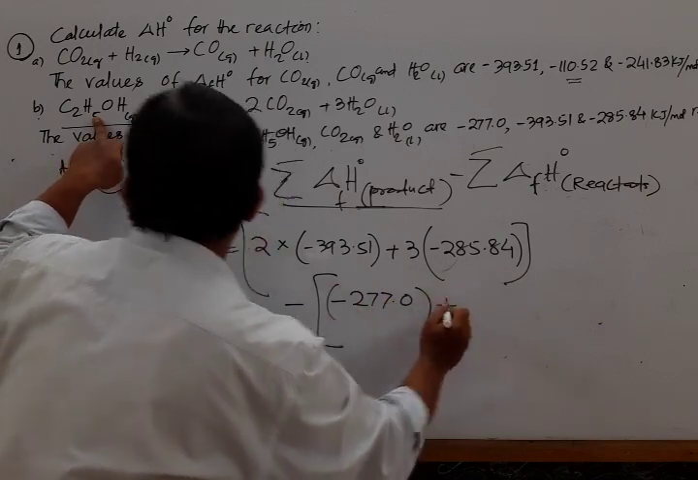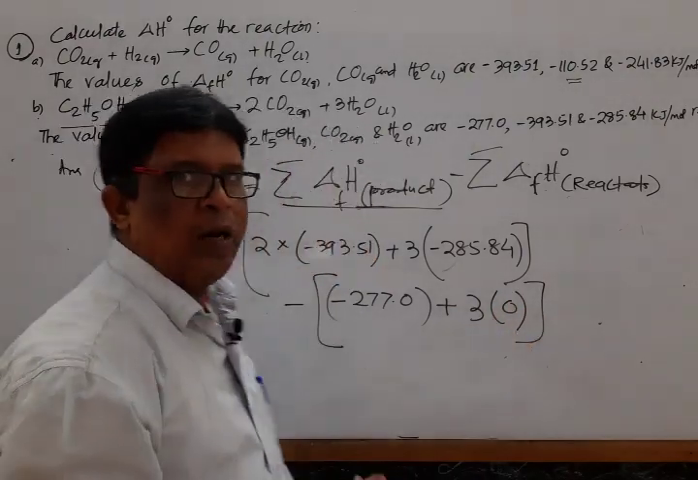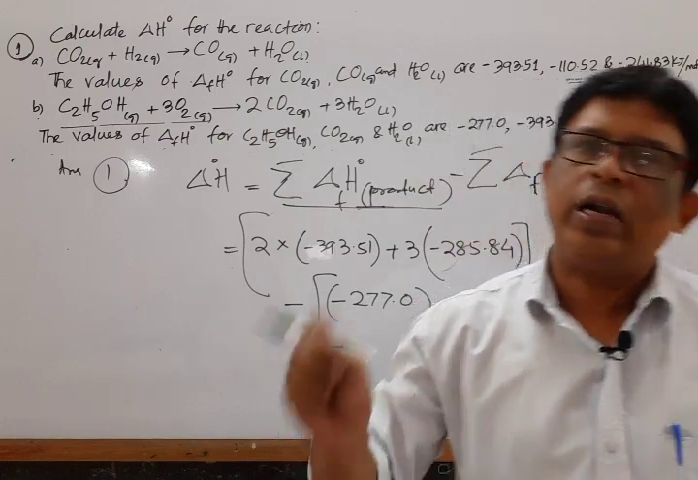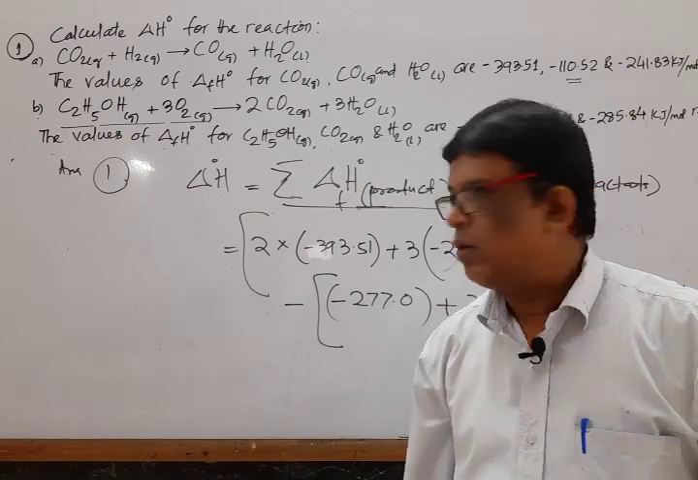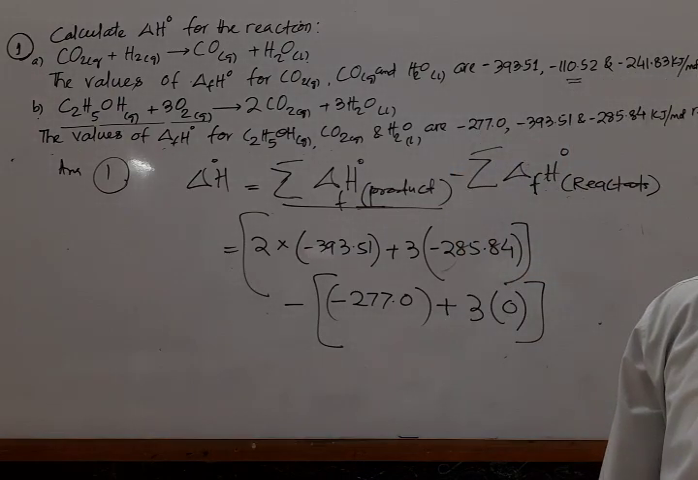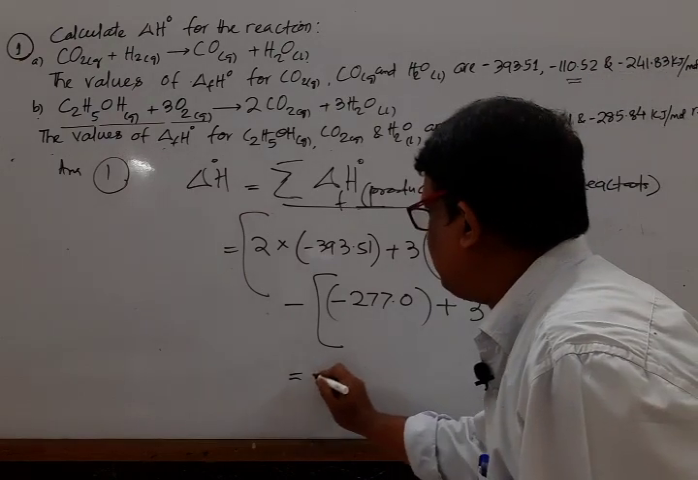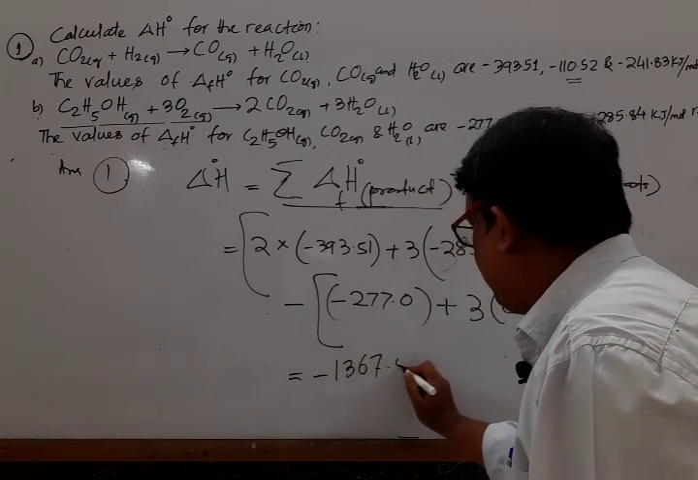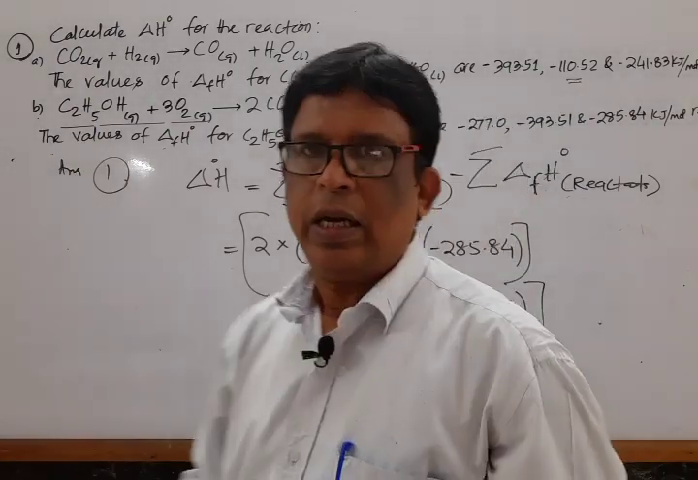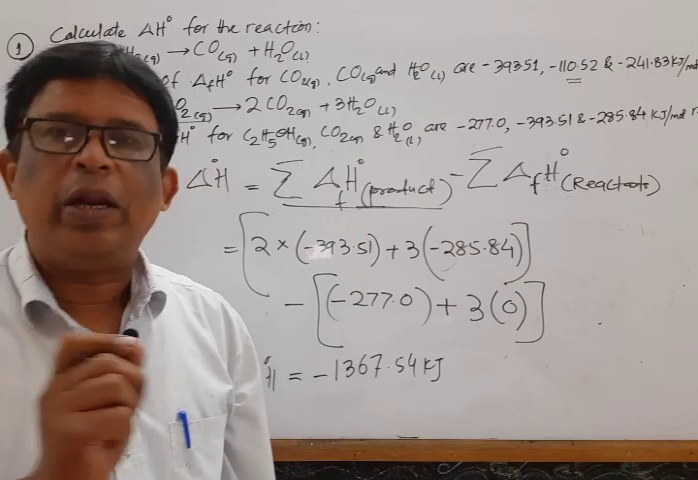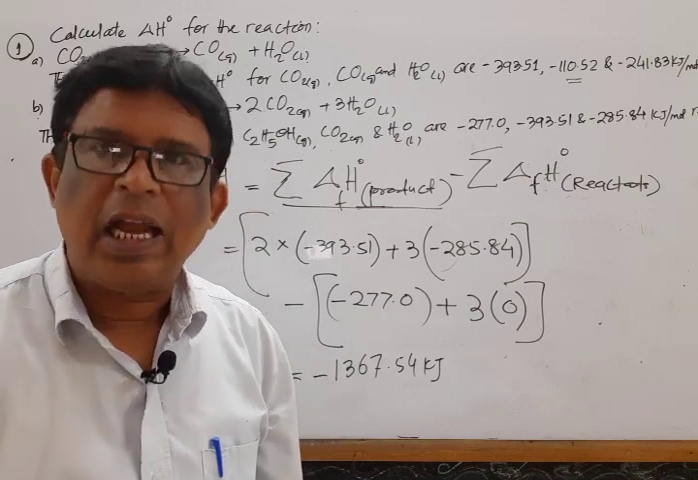Plus 3 into O2. We know that O2 is in elemental form. So if any reactant or product is in elemental form, then its enthalpy of formation is 0. On solving this, the answer is nearly equal to minus 1367.54 kilojoule. This is equal to the enthalpy of reaction. That is a little bit of an idea about some numericals on enthalpy of formation, enthalpy of combustion and enthalpy of neutralization.